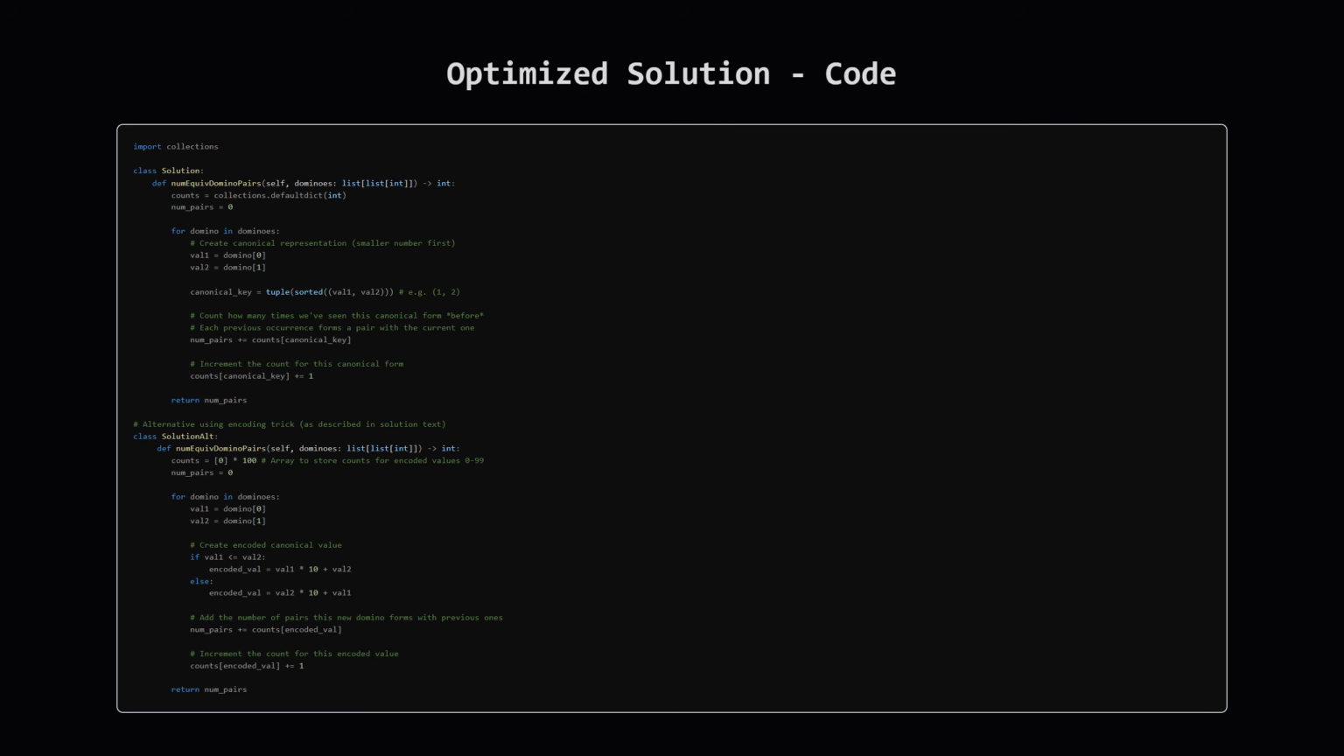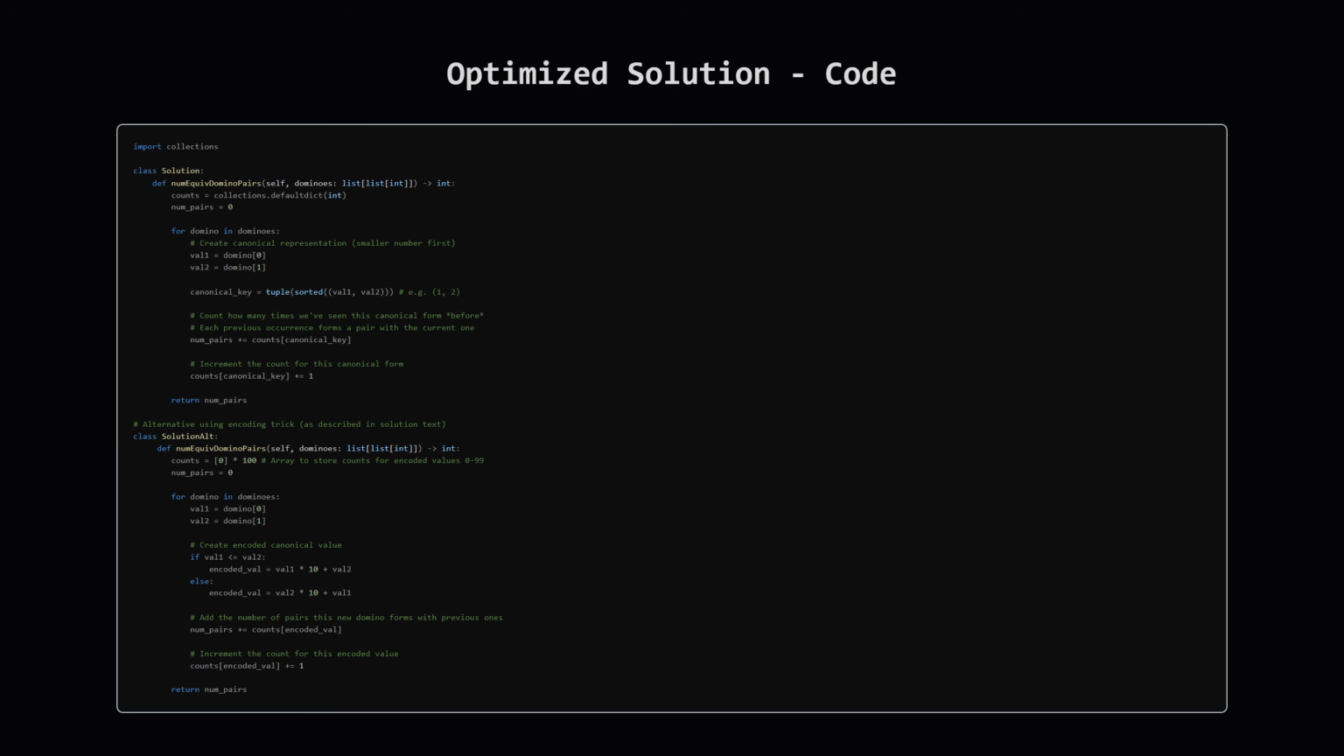Then, crucially, we add the current count of that representation to our num_pairs total before we increment the count. This directly counts the pairs. If we see a domino type for the first time, its count is 0, so we add 0 pairs. The second time we see it, its count is 1, so we add 1 pair, the one formed with the first instance. The third time, its count is 2, so we add 2 pairs, formed with the first and second instances, and so on. This avoids the separate step of calculating k(k-1)/2 at the end.